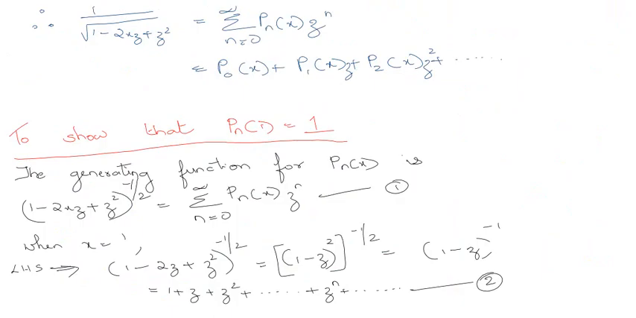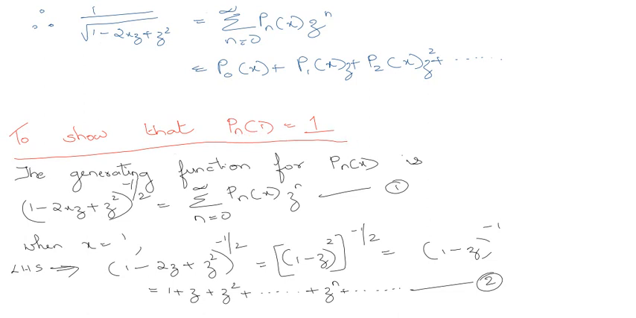So this can be written as 1 by square root of 1 minus 2xz plus z square is equal to sigma n equals 0 to infinity Pn(x) into z raised to n, which can be expanded as P0(x) plus P1(x) into z plus P2(x) into z square plus etc. Now we need to show that Pn(1) is equal to 1.